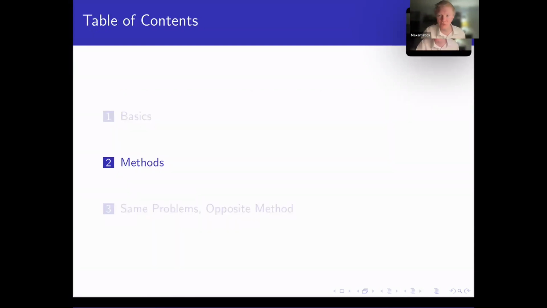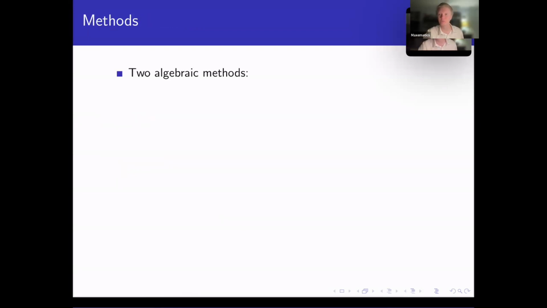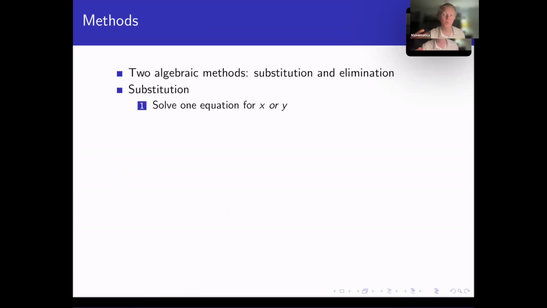Okay, so most importantly, we want to talk about the methods. So there are two algebraic methods. One method is to graph, right? We just did that. But there are two methods that require no graphing at all, and they are substitution and elimination. Substitution says we are going to solve one of our two equations in the system for x or y. Well, so now we have x equals or y equals.